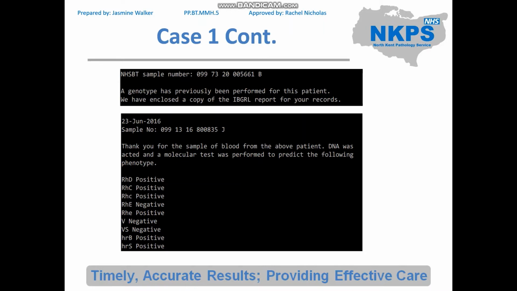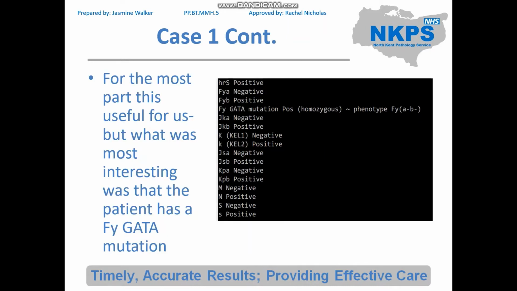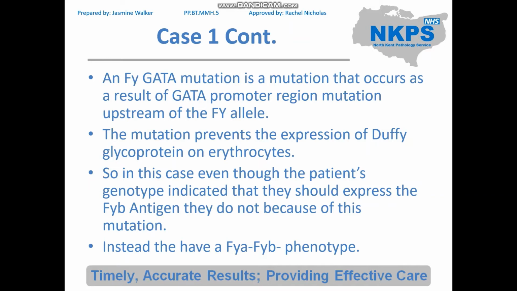As you can see, this is Apex, our LIMS system, and this is us putting in the report that we were sent through. Yes, you can see the comments on here saying that the genotype was previously performed and that this is a copy of that report, so it's not from the sample that we sent them. Now, for the most part, this is quite standard and nothing special going on until we get to later on, where you see that this patient has an FY-GATA mutation. So what does that mean?